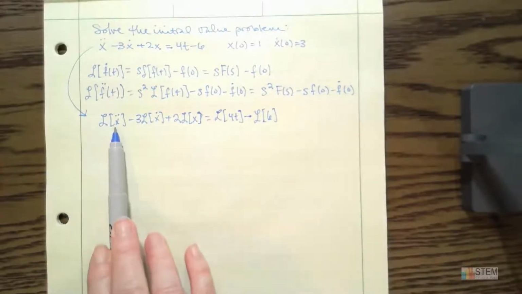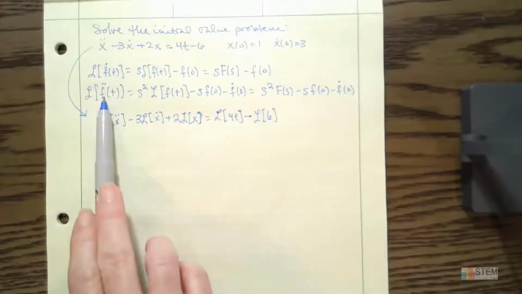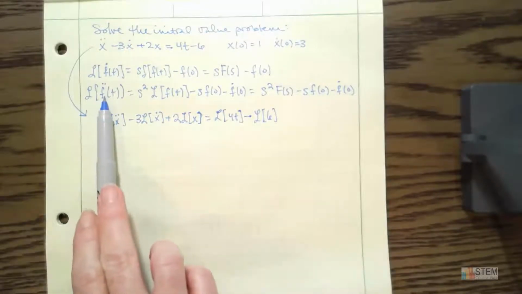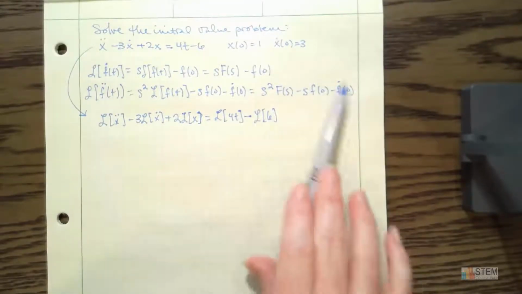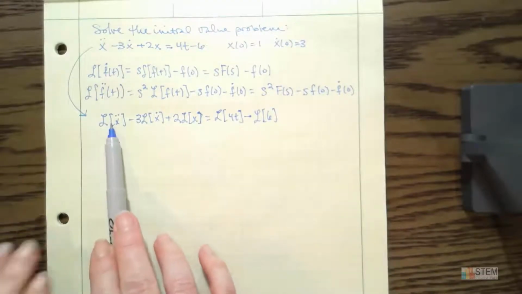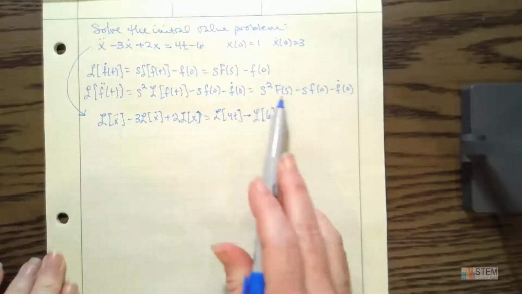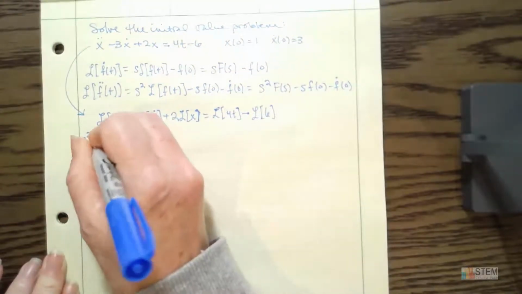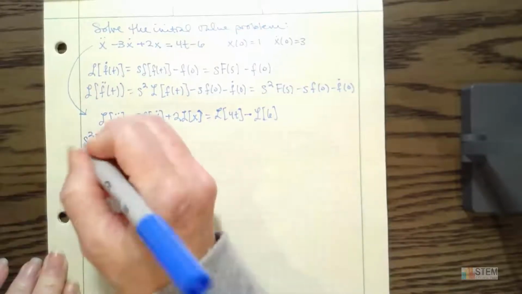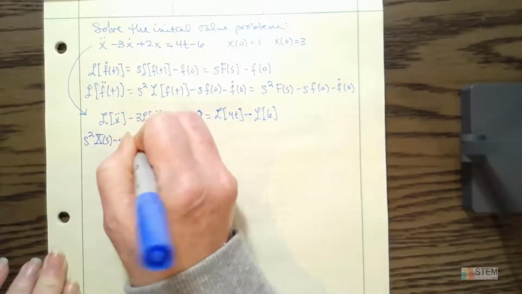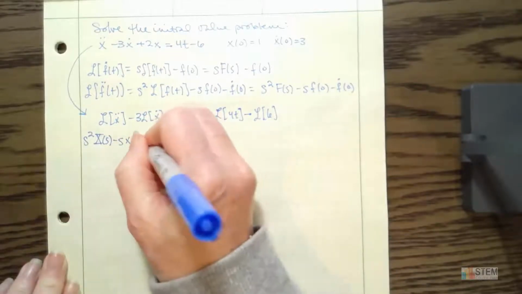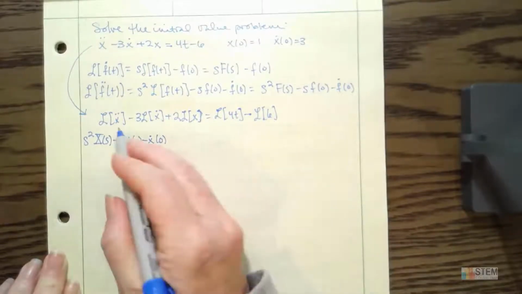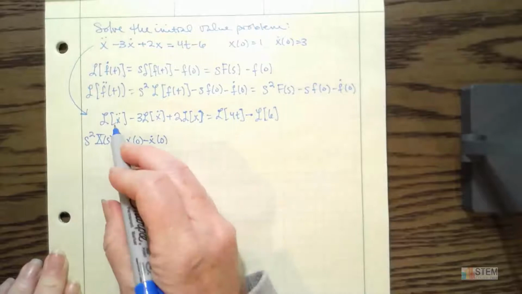I'm doing the Laplace transform of x double dot. Okay, well look up here. This is the same thing, right? I just have x instead of f. Otherwise it's the same. So I'm going to use this expression here in place of this. Only difference is instead of f, like we have here, we're going to use x. So we're going to have s squared times capital X of s minus s times x at t equals 0 minus x dot at t equals 0. Okay, so that right there takes care of this term.